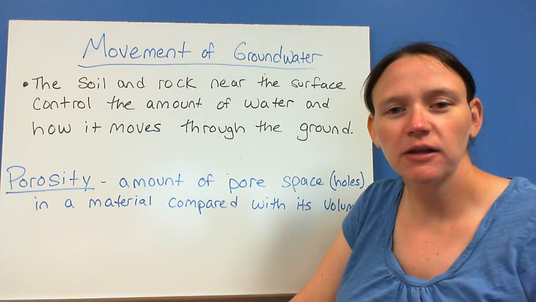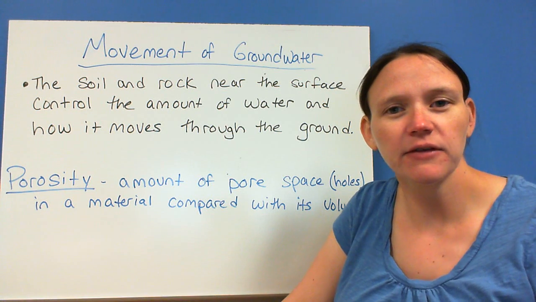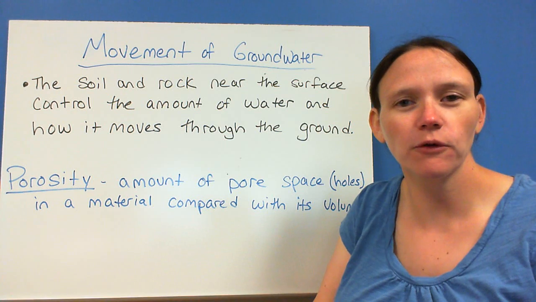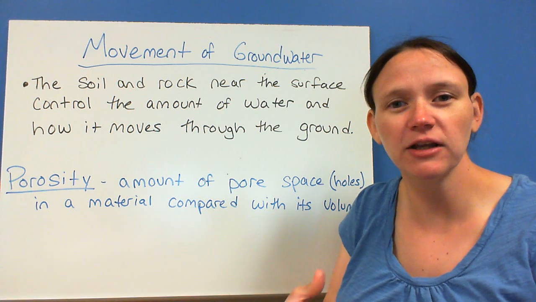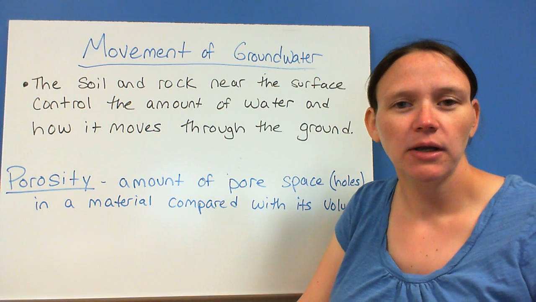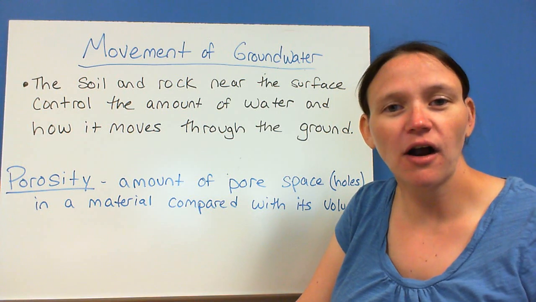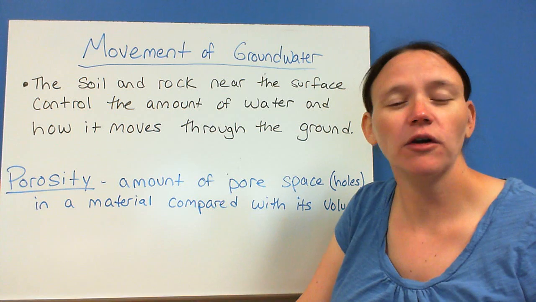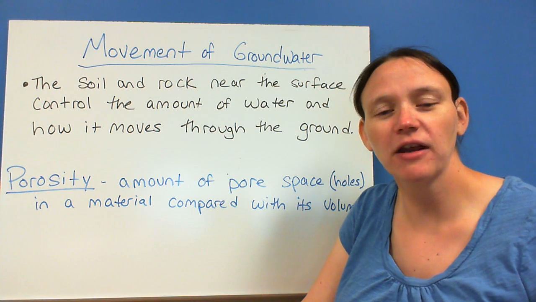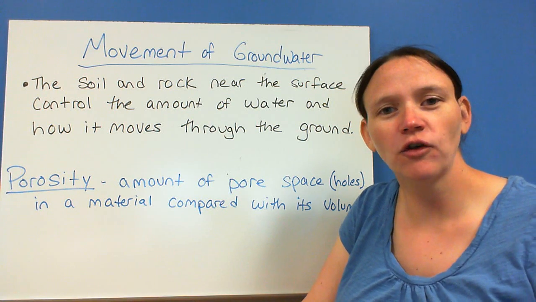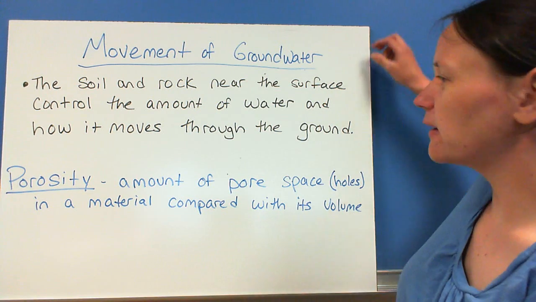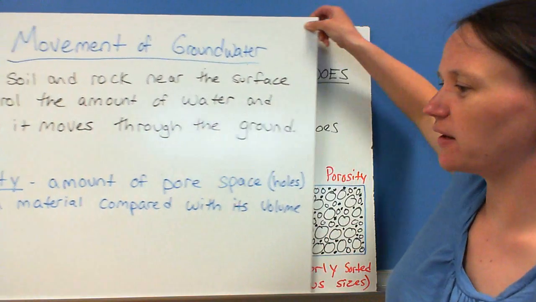One factor that we can look at is porosity. And porosity is the amount of pore spaces or holes that are in the ground and in the soil that allow the water to travel through. If there aren't a lot of pore spaces, then the water can't travel through as fast, and it's going to take longer for the water to drain down. So we'll take a look at some different things that can affect that.